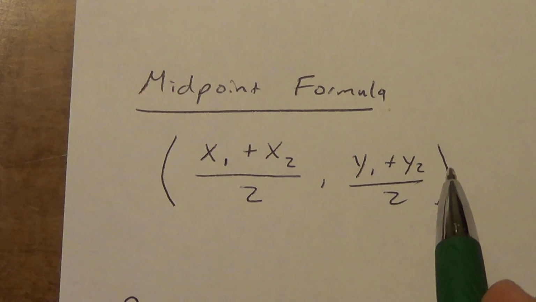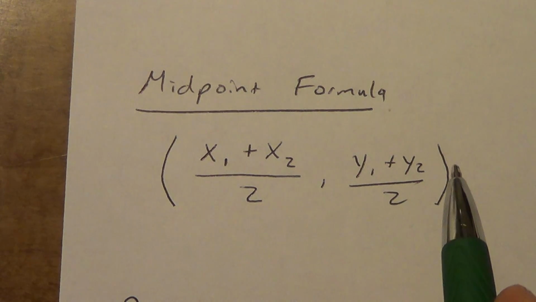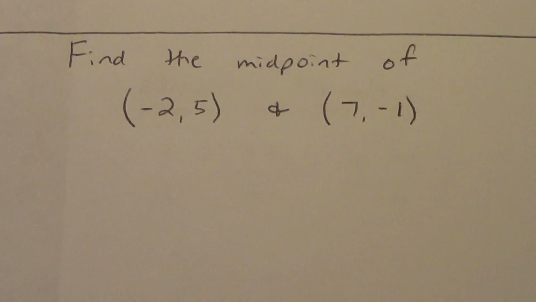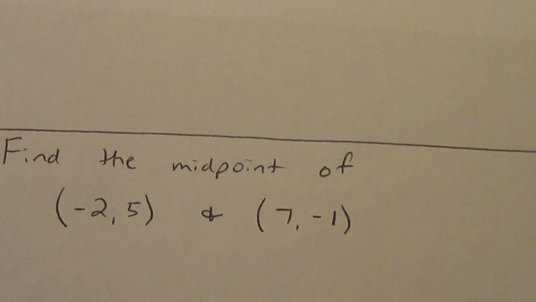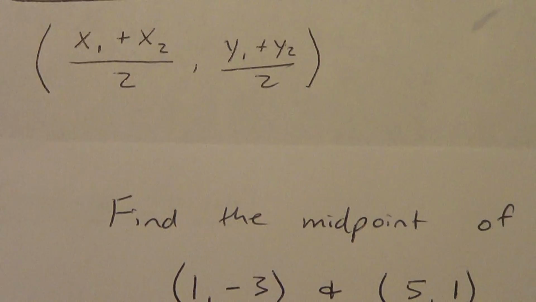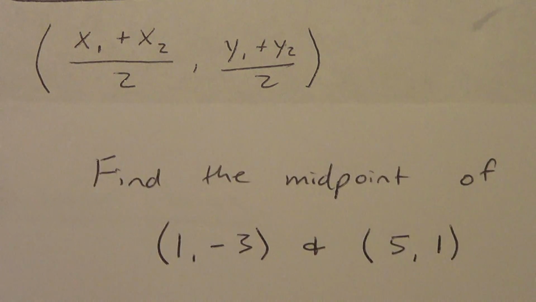Okay, so we're going to go ahead and apply that formula to a question together, and then you're going to do one on your own. Okay, so here's the first one we're going to do. We are going to find the midpoint of (1, -3) and (5, 1). Right, so let's look at that formula, see how it fits together here. Remember, that's our formula. So we're going to apply that right here.